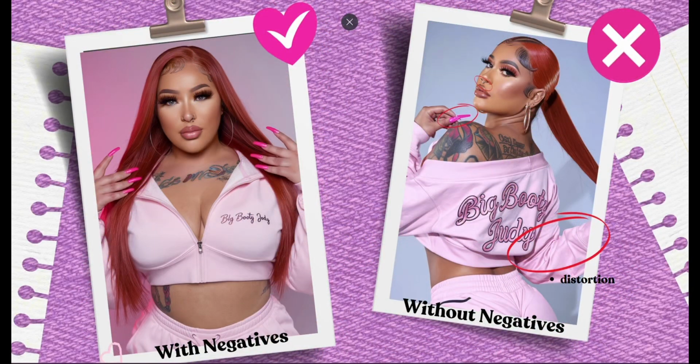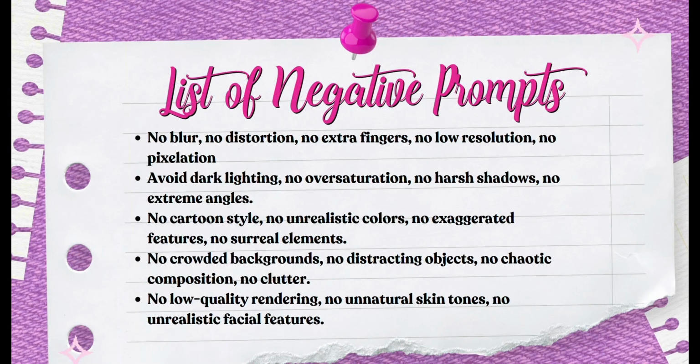Alright, so here is an example of images with negatives and without negatives. I have highlighted here that the arm is distorted, her nail is out of place, and the piercing is out of place. But with these images, you can see her nails and her piercings are all in the right place. These are still some good images, but it depends on what you're going for. And here is a list of negative prompts you can add in on Ideogram.